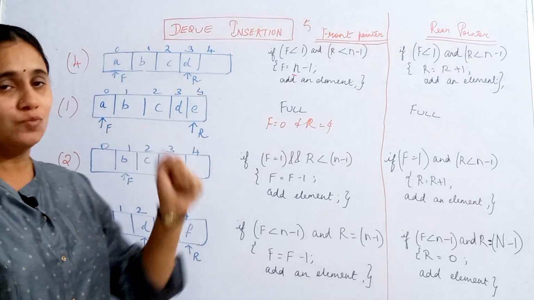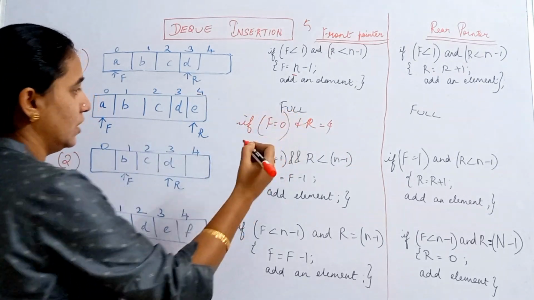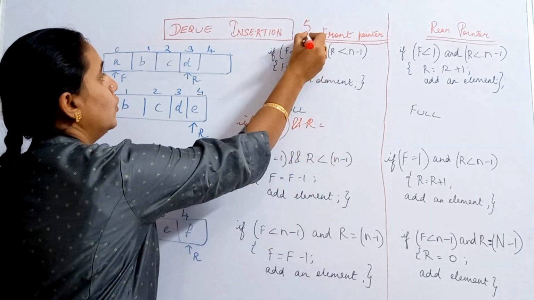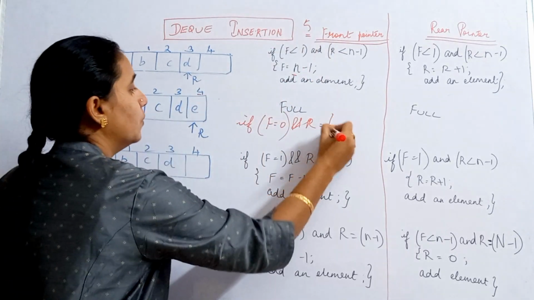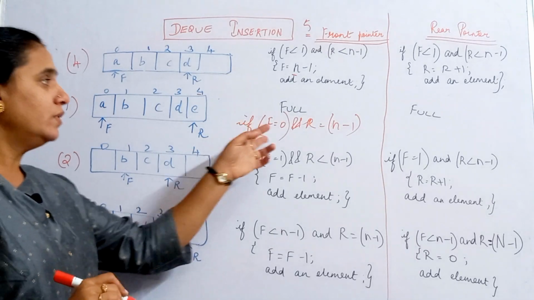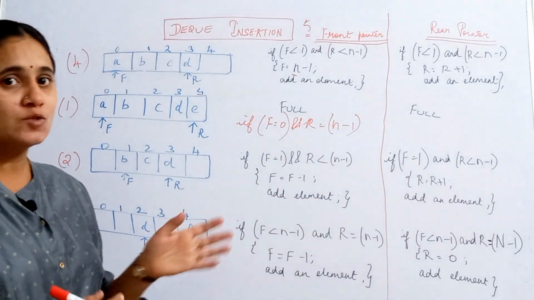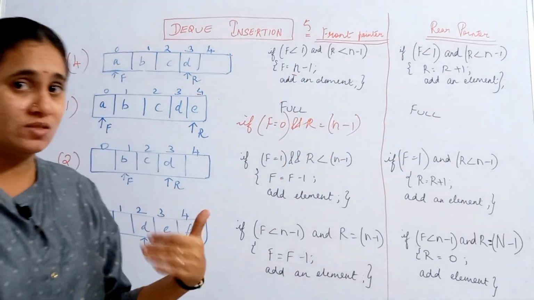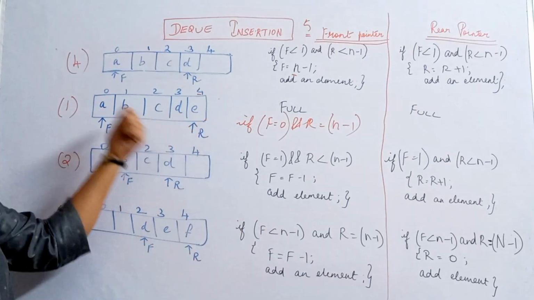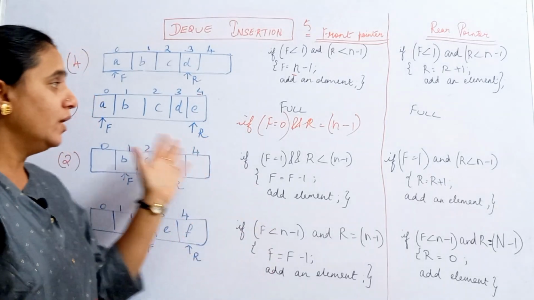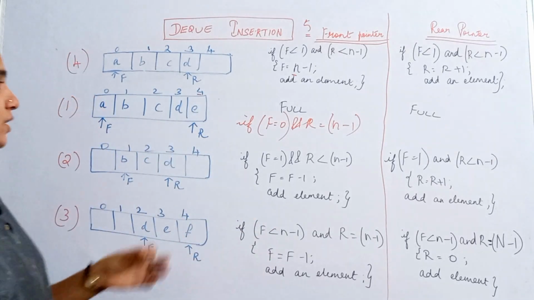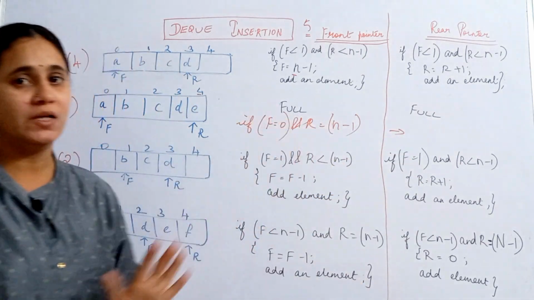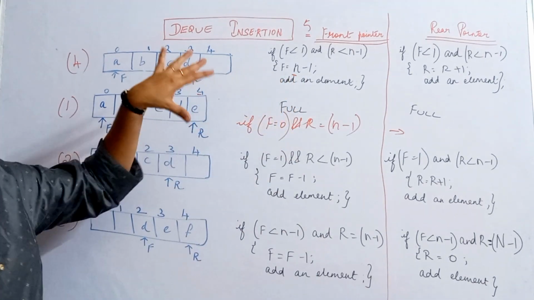So how will we write the condition for this? If f is equal to 0 and r is equal to, what is the value of n? So n value is 5, isn't it? So you must write it as n minus 1. If this condition is satisfied, we print the message as full, right? The same condition we can use here also. If you are using the rear pointer for inserting the element, in that case also, if the DEQUE data structure is full, we are going to print full, nothing else to do. So you can use the same condition here also, if f equal to 0 and r equal to n minus 1. Okay, so first I think you have understood.